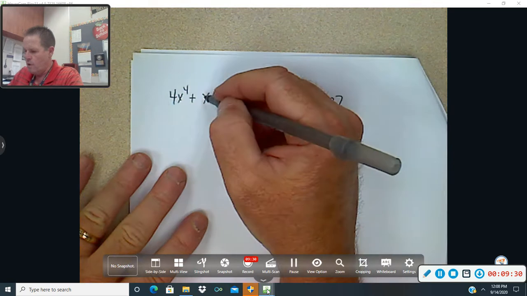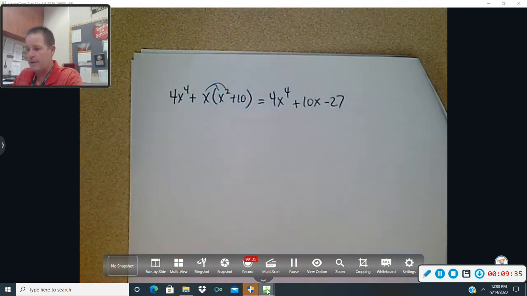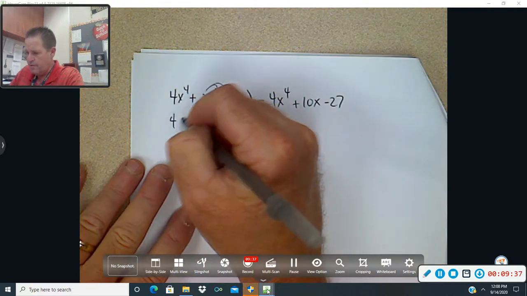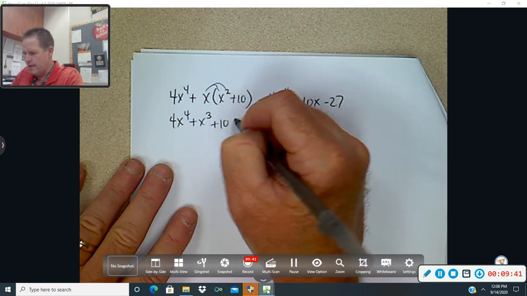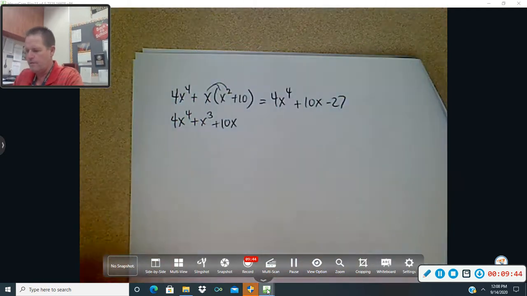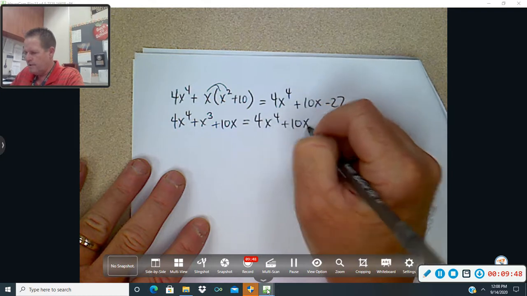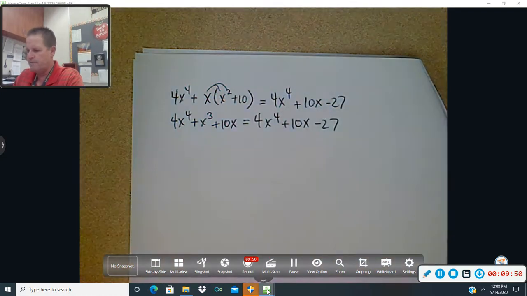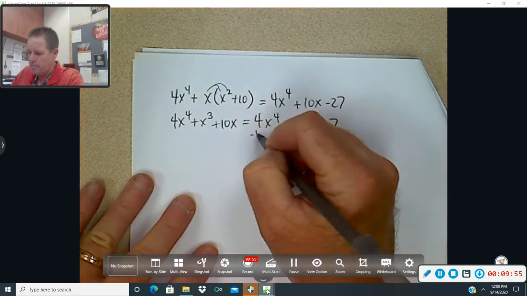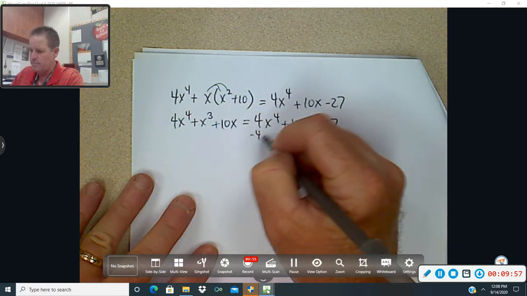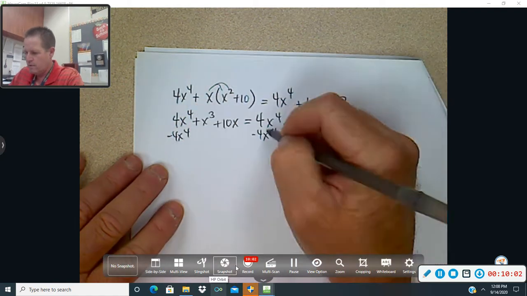Okay, so we are going to start by distributing, because we've got to clean all this up. We've got to make it equal 0. So you have 4x to the fourth plus x cubed plus 10x, just distributing the x there, equals 4x to the fourth plus 10x minus 27. Okay, now again, we want this to equal 0, so I'm going to move this stuff over here. I'm going to subtract over my 4x to the fourth. Okay, that'll take care of that.